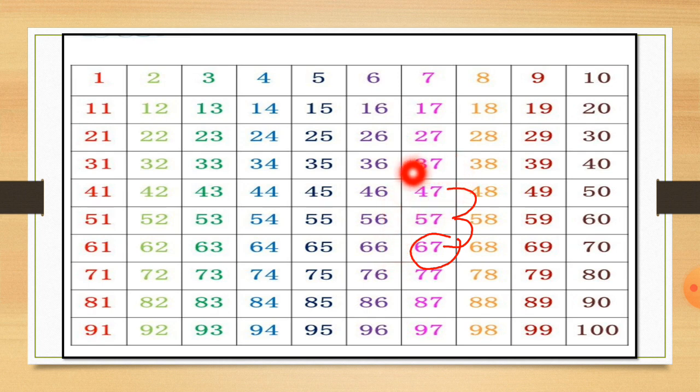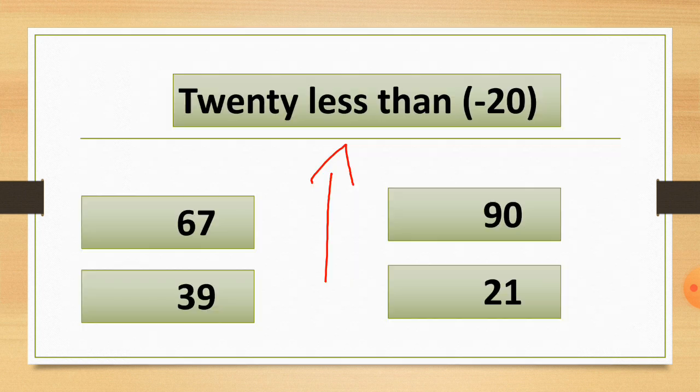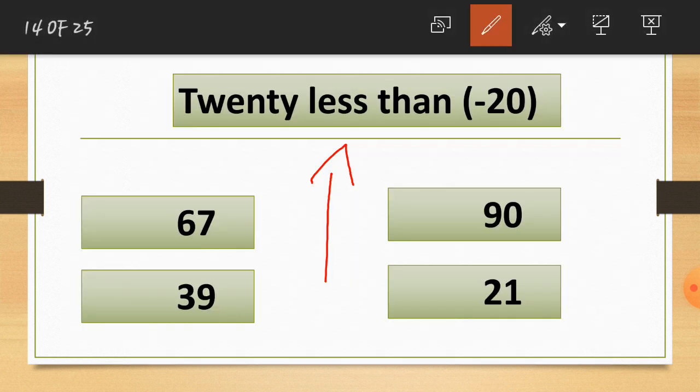You can see I move this red dot, so you can see the answer. Here is the number 47, which is our answer. So let's write the answer 47 here. I write 47 as an answer.